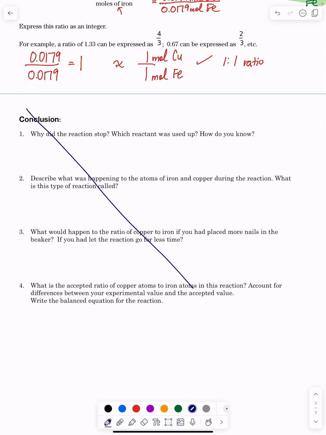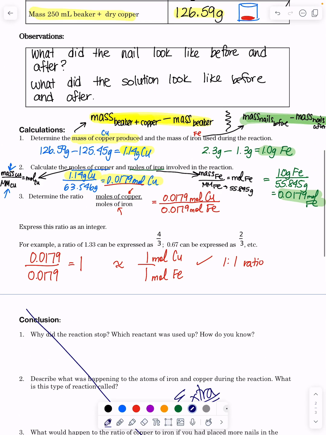Also, some good news. You do not need to do the conclusions. This is extra. You could try doing them, but it is not required. This lab was just a good practice in calculating masses, calculating moles, getting mole ratios, just to get us ready for the unit that we're in.